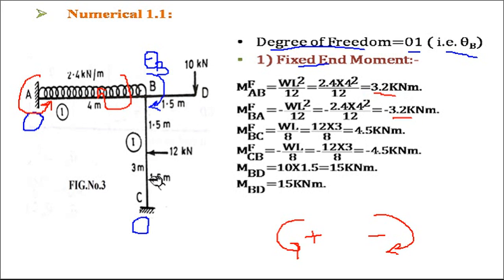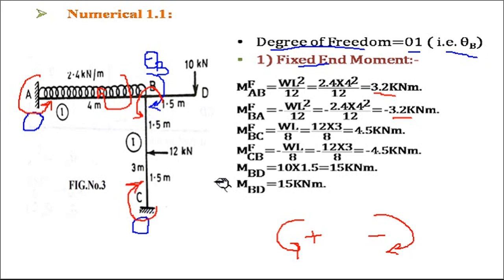The next member is BC. It is subjected to a point load 12 kN at the center, and the formula for fixed moment when the point load is acting at the center is WL by 8. Now here the fixed moment in member BC will act in anti-clockwise direction, and for member CB it will act in clockwise direction like this.